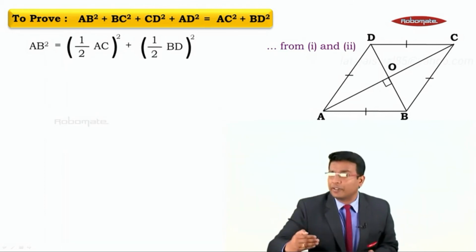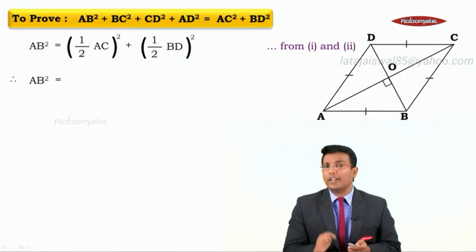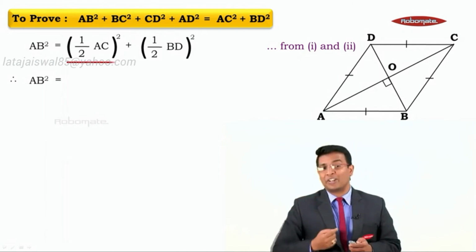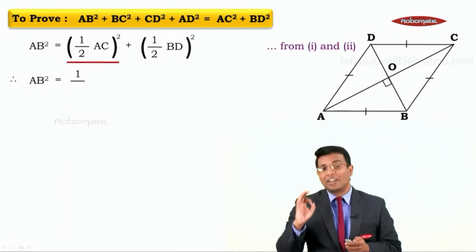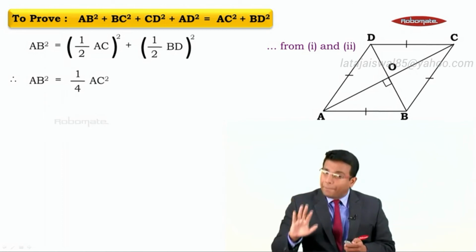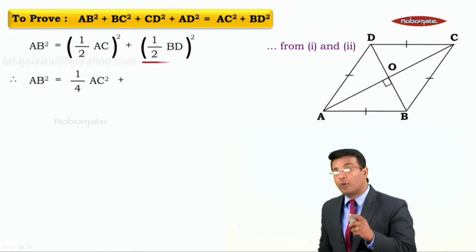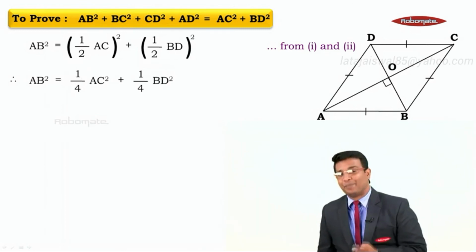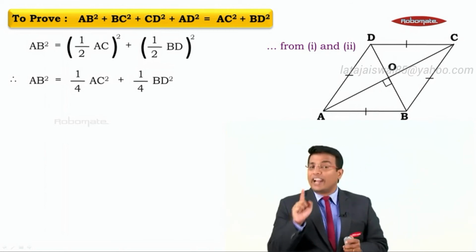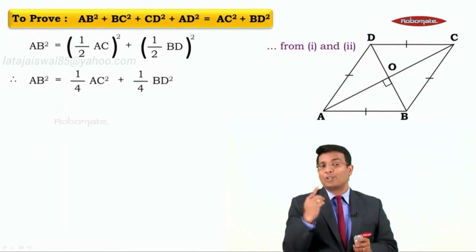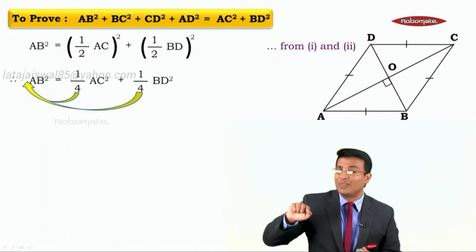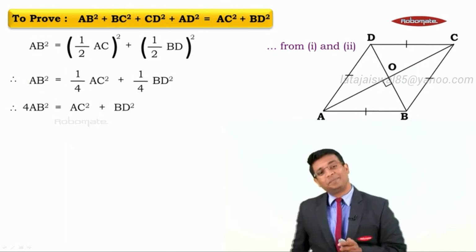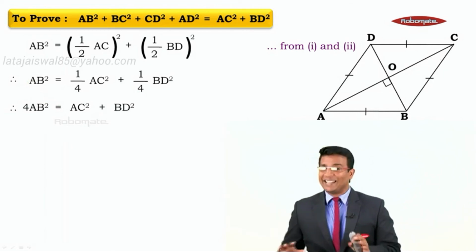Now we just need to solve it further. So we get AB square is equal to, on the right hand side, half of AC the whole square will be written as what? It is 1 upon 4 into AC square, plus the next one, it would be 1 upon 4 BD the whole square. So it is 1 upon 4 BD square, which we got. Easy. Simple. Now, you know that on the right hand side the denominator is nothing but 4. So 4 goes on to the other side, right? So that means we'll get 4 times AB square is equal to AC square plus BD square. We got this too. Easy, simple.